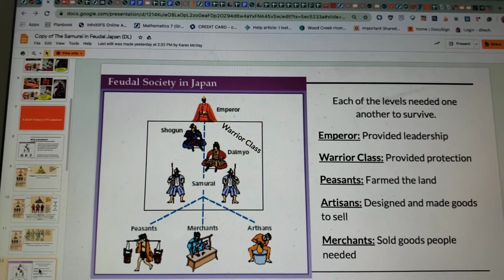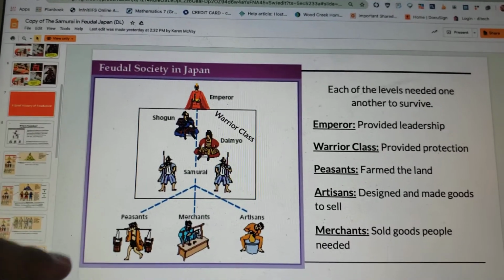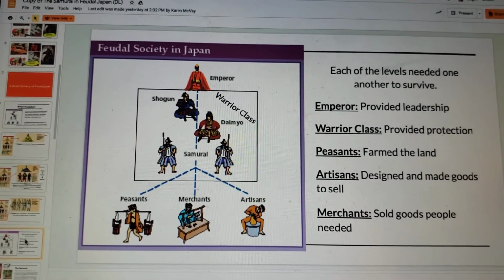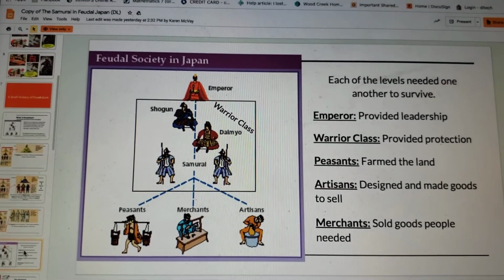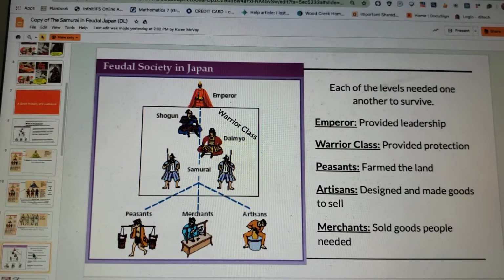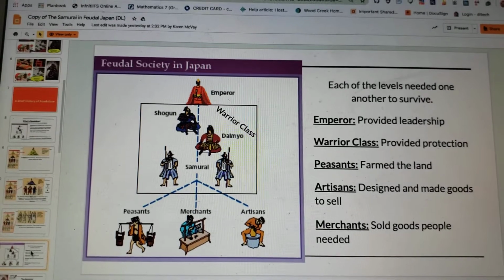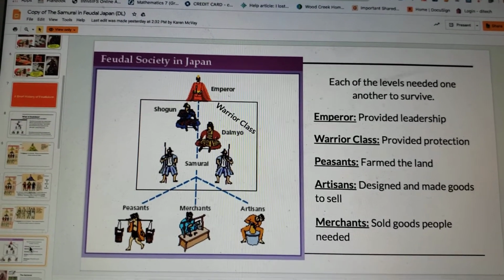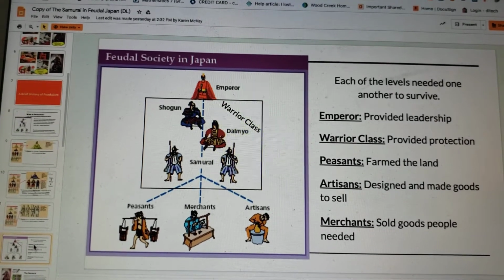Again, there's our feudal society in Japan. If you look over on the left side, 1, 2, 3. Each of the levels needed one another to survive. The emperor provided leadership. The warrior class provided protection. Peasants farmed the land. Artisans designed and made goods to sell. And merchants sold goods that people needed.